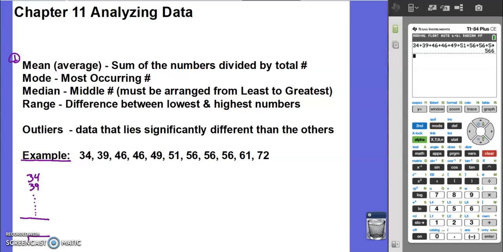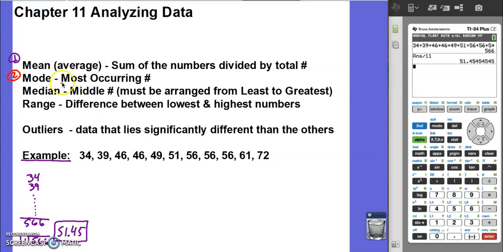When we added that up on the calculator, I got 566. And then I'm going to just divide that by 11. And so I got 51. Normally we round to the hundredths place, unless they specifically tell you something else, so 51.45 is the average. And again, these numbers could be test scores on a quiz or whatever these numbers actually represent, but that's the average of those numbers.